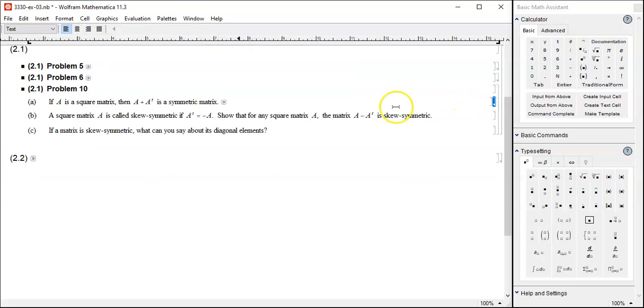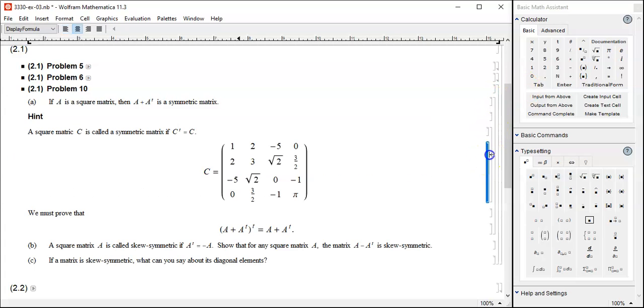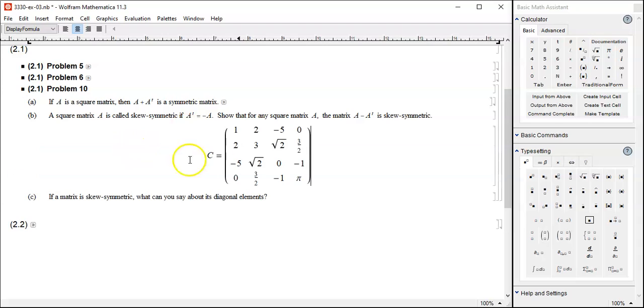How about the next problem? A square matrix A is called skew symmetric if A transpose is negative of A. Can you think of an example here? Let's see. This is as good as any, so let me copy and paste this. This is an example of a symmetric matrix.